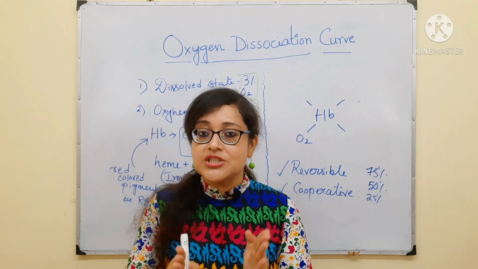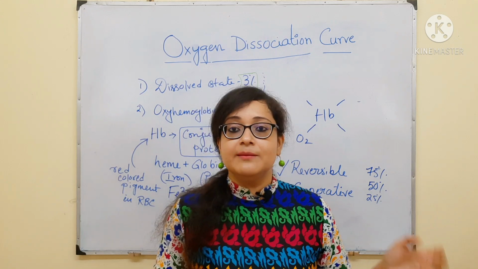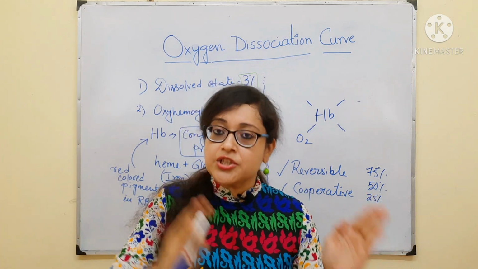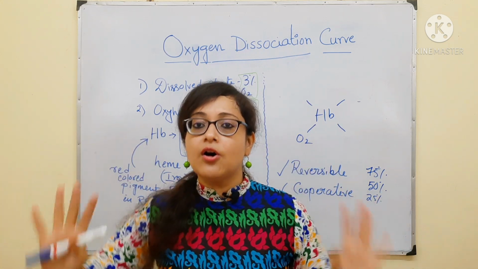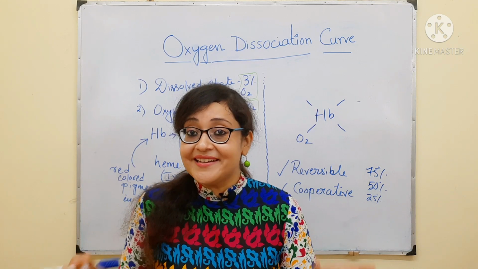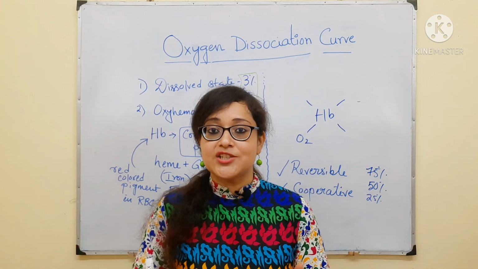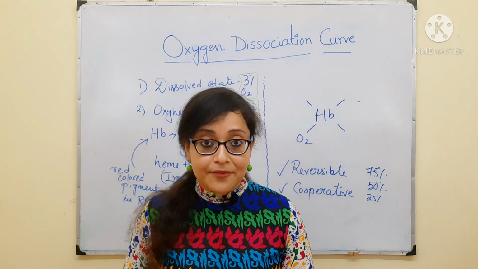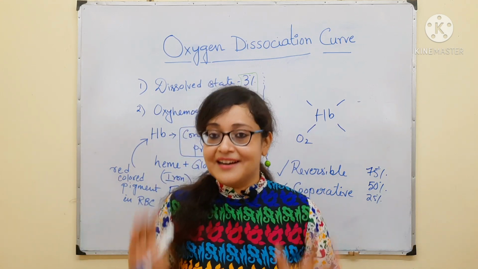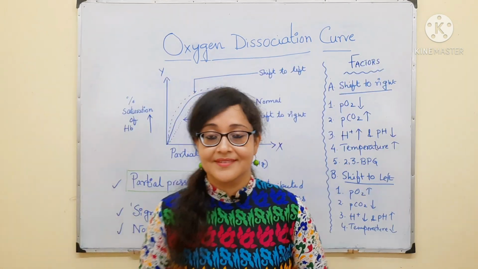That is why oxygen dissociation is also important, because it is not possible that hemoglobin will carry oxygen forever. It has to reach the destination and release the oxygen, because of course tissues require oxygen, otherwise how will they carry out cellular respiration? Now let us move on to the actual oxygen dissociation curve, how it is expressed, and what factors affect this curve. So let's move on to the next part.